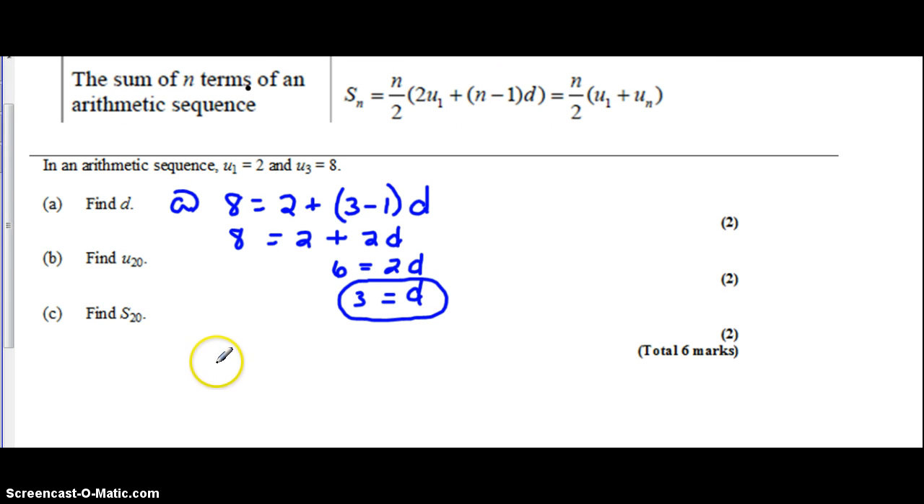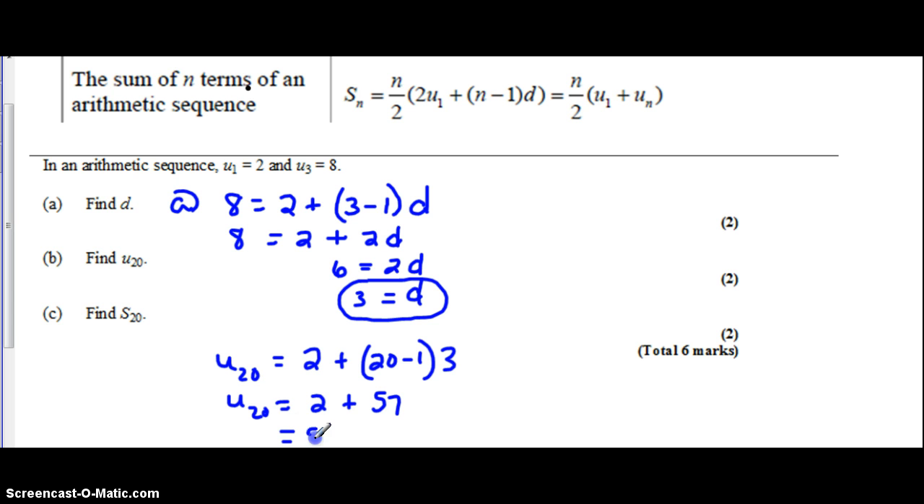Now that we know the common difference, we can use that to find part B, u20. Same formula, we're going to find the 20th term in the sequence. So my first term plus n minus 1, where n is 20 now, since that's what we're finding, times our common difference of 3. We simplify here: 19 times 3 plus 2. So it's 2 plus 57, and that would be 59.